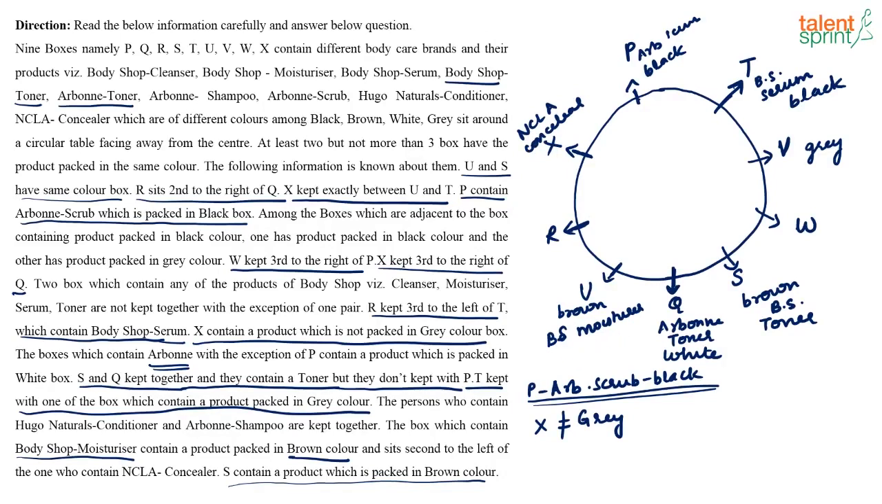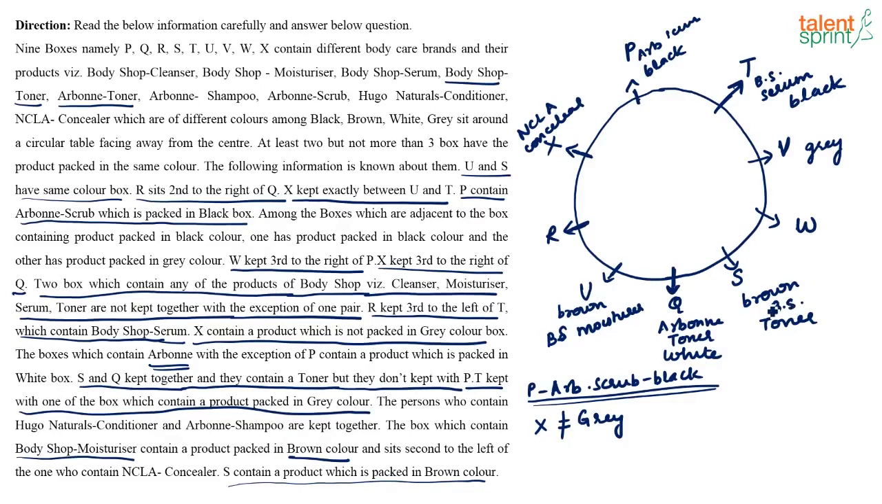Now, about Body Shop they have given one information. What was that? Two boxes which contain any of these products, Body Shop, that is cleanser, moisturizer, serum, toner, are not kept together with an exception of one pair. Now what does that mean? There are 4 Body Shop products: a cleanser, a moisturizer, a serum and a toner. All these are not kept together, they are all kept in different places except one pair.